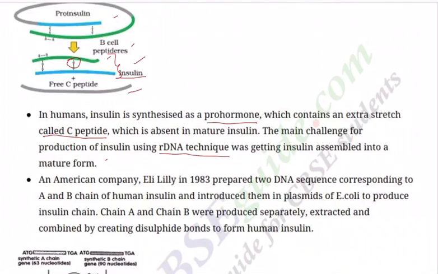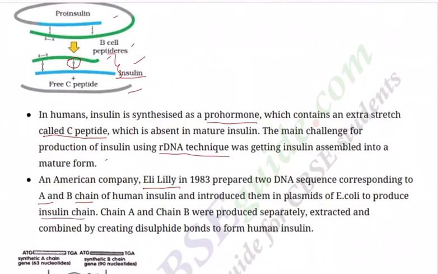An American company, Eli Lilly, in 1983 prepared two DNA sequences corresponding to the A chain and B chain of human insulin and introduced them into plasmids of E. coli to produce insulin chains.